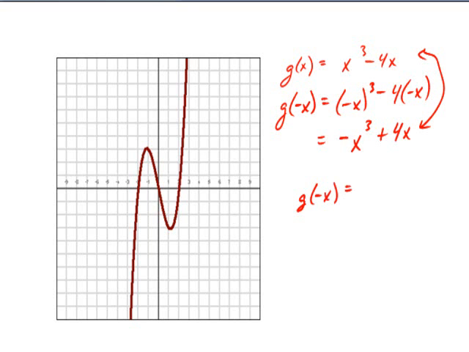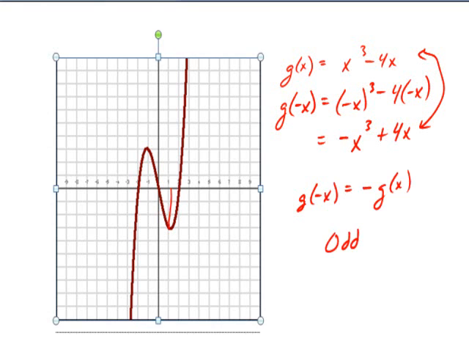g of negative x is equal to the opposite of g of x. In this case, we call the function odd. What that means is, for some value of x, let's say 1, it has the opposite y value that negative 1 has. That causes rotation around the origin, so visually we can see if a function is odd or even by seeing if it rotates about the origin.